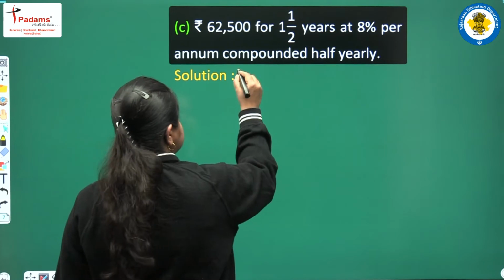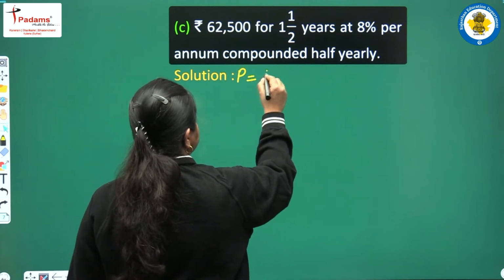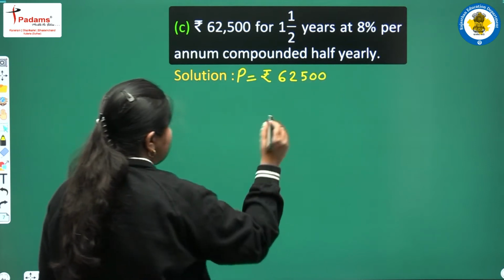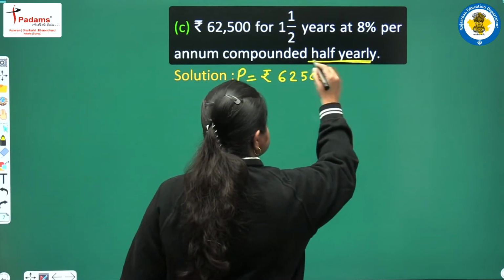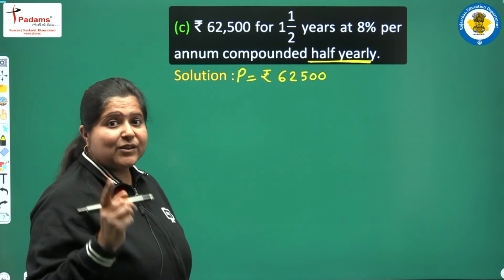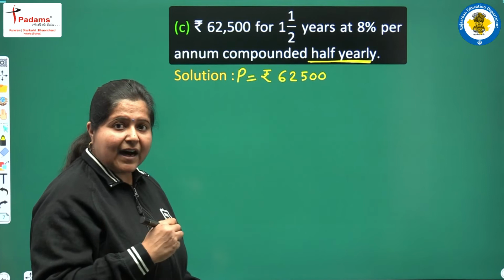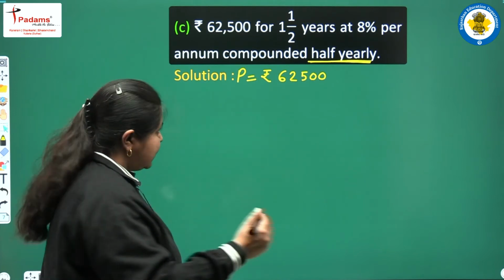Again, first we write principal here. It is rupees 62,500. But now this time the rate is being compounded half yearly. तो ऐसे केस में हम क्या करते हैं, हमने पढ़ा था, we get the rate as half and then we double the time. Let us write.